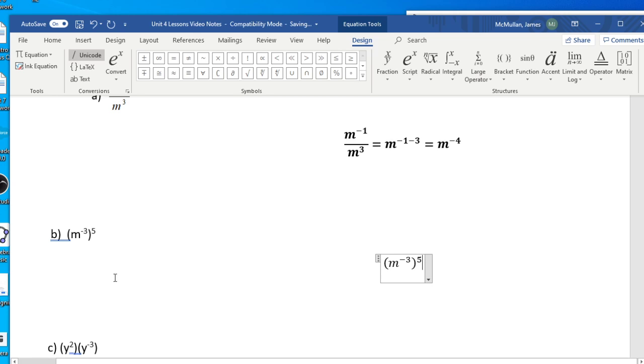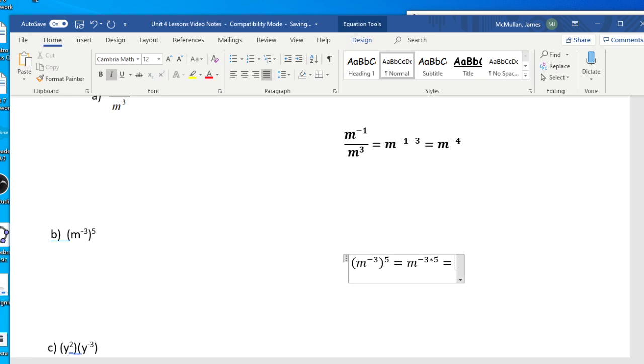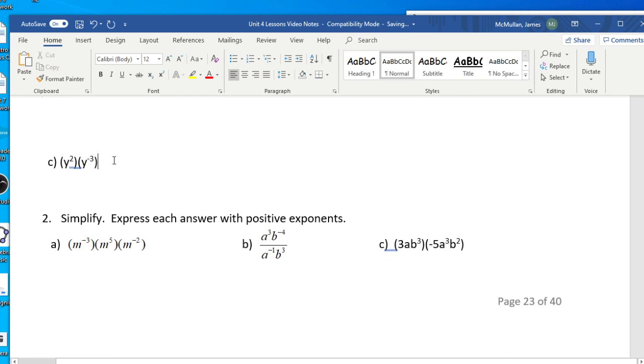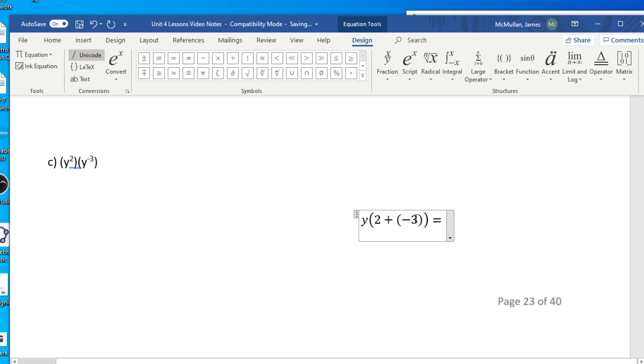Here we go. We have m to the negative 3 to the 5. Well, I know when I have a power to a power, I multiply the powers. So as a final answer here, I get m to the power of negative 15. That's what the simplified one looks like. Here, I have y to the 2 times y to the negative 3. When I multiply powers, I add the exponents, so 2 plus negative 3, and it needs an exponent there somewhere.